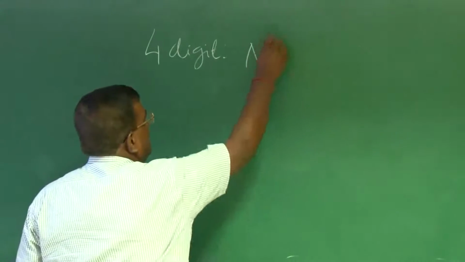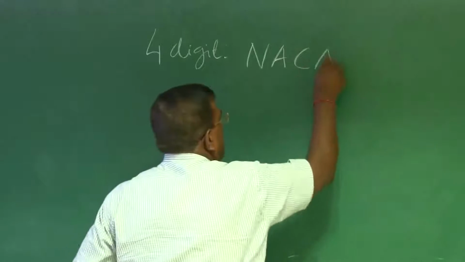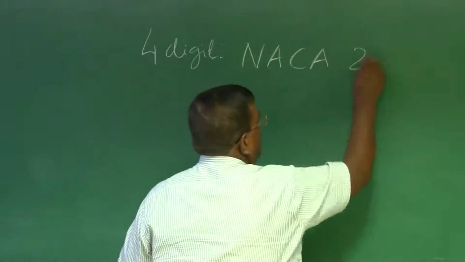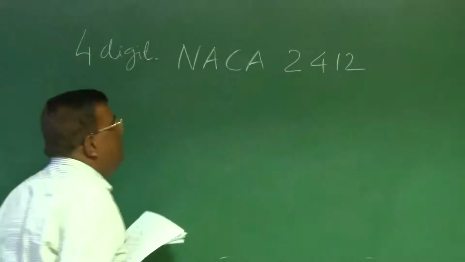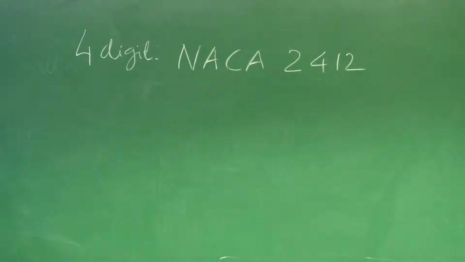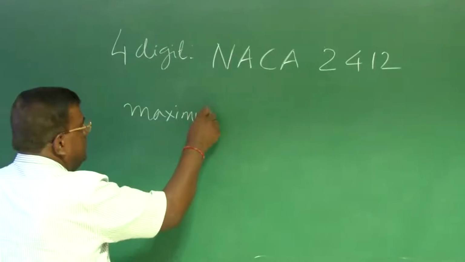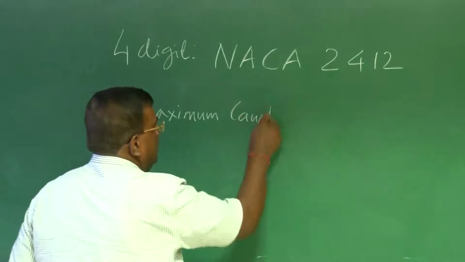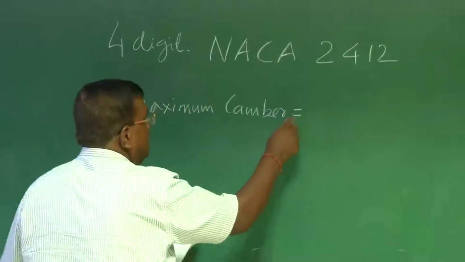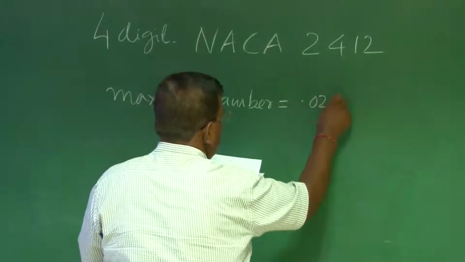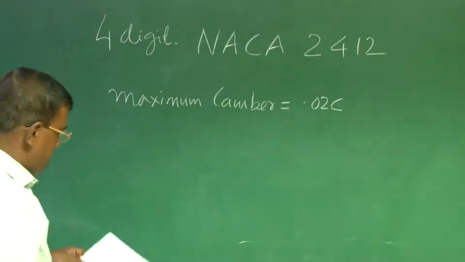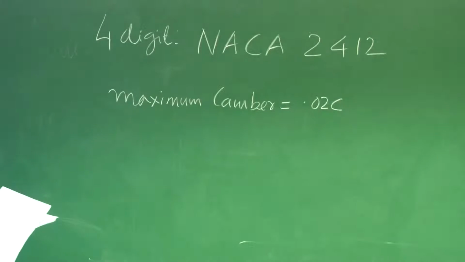This is NACA, let's say NACA 2412. What is the information you get from here? That maximum camber is 0.02 C. This is this one.